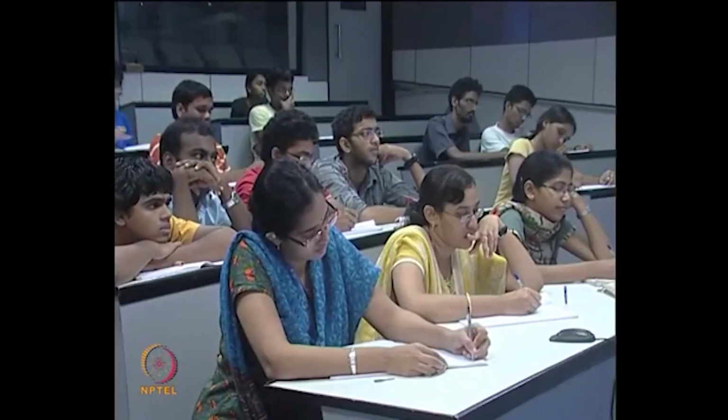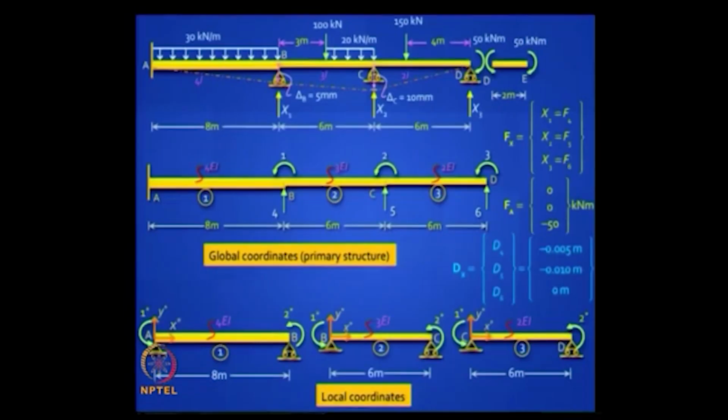Okay, now you have 3 elements, 2 degrees of freedom per element. The spans are different, 8 meter, 6 meter, 6 meter, and the EI values are different, 4 EI, 3 EI and 2 EI. Okay, what is the first thing you need to do?